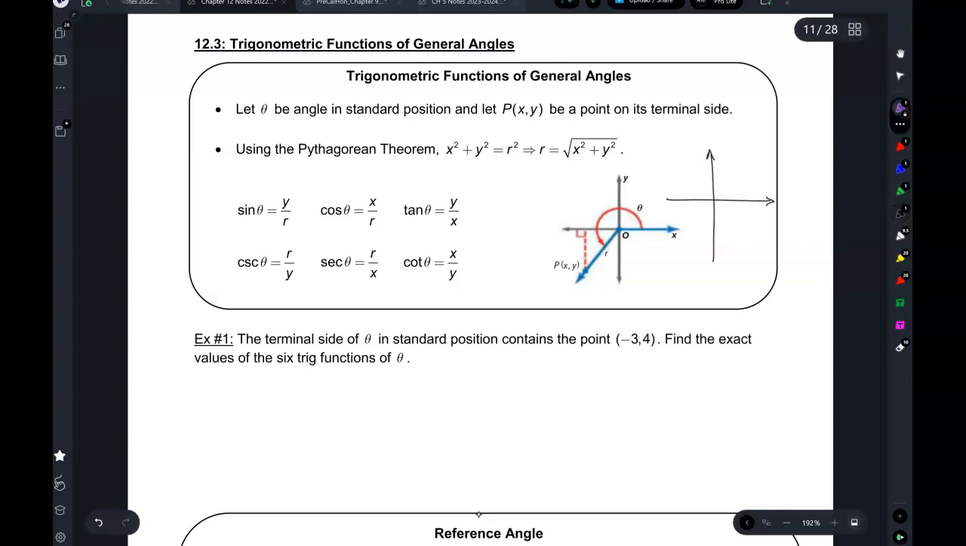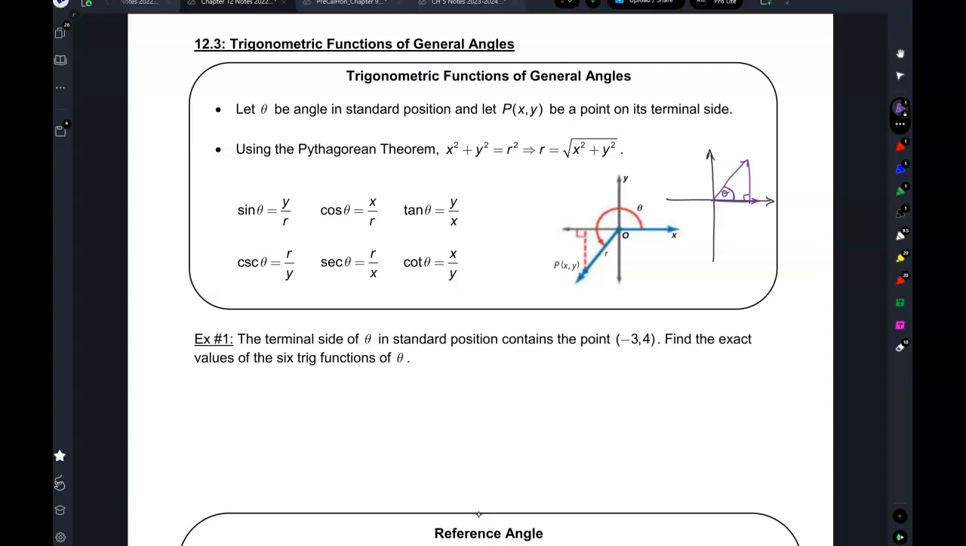This is the initial side, and the terminal side is this one, and this is an angle theta. Now, we always create a right triangle at the theta.